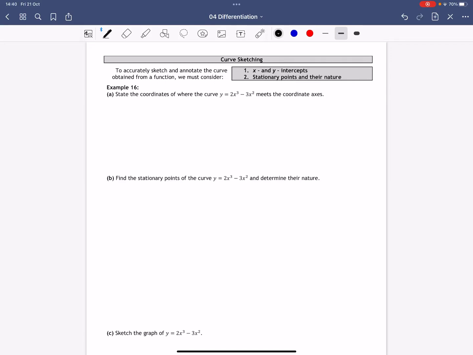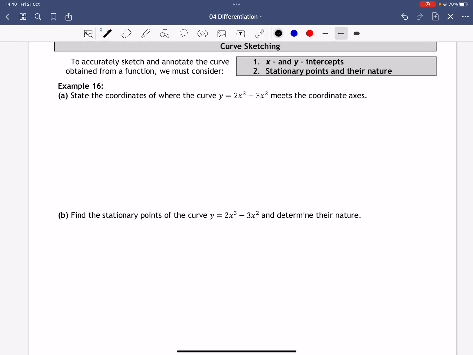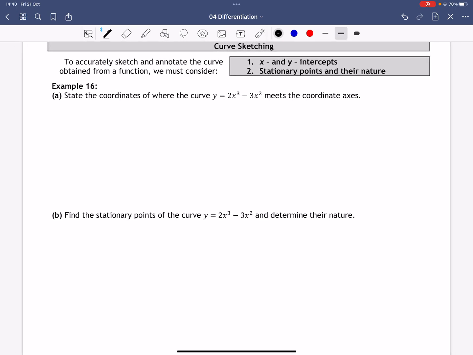Okay, let's take a look at curve sketching now. Curve sketching is pretty much finding the stationary points and their nature, and then just bringing it all together at the end to sketch the curve. So first bit here, I want to state the coordinates of where the curve cuts the x and y axis.